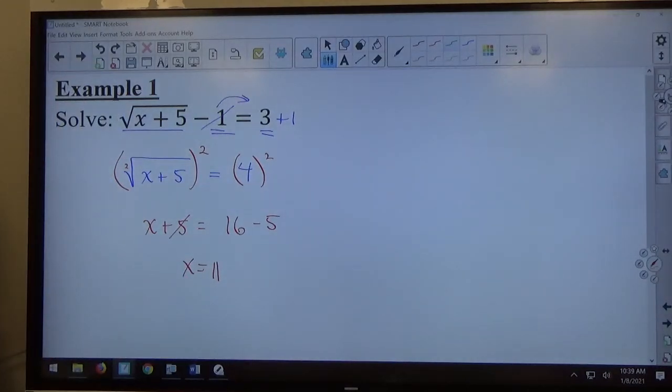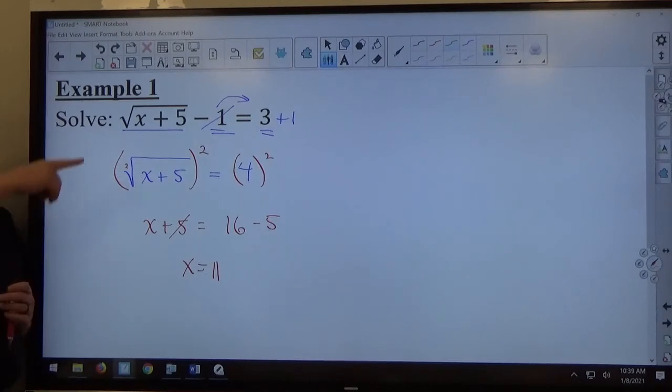Now, this answer is the candidate running for the position of the answer to the problem. This is not the answer to the problem necessarily. Sometimes, because we square both sides, we get what's called an extraneous answer. It's an answer that's trying to be the right answer, but it's not really the right answer. Sometimes these equations have no answers whatsoever.